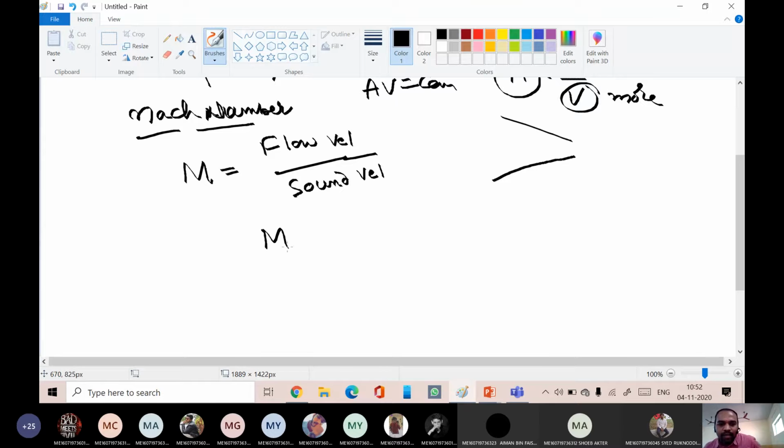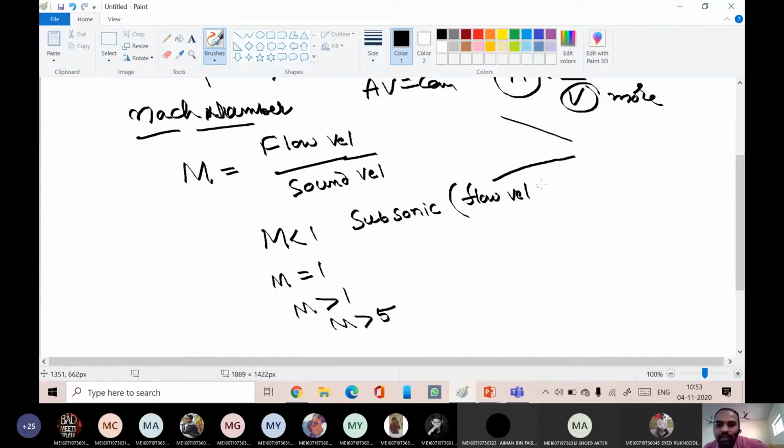Suppose the Mach number is less than 1, equal to 1, greater than 1, or greater than 5. If the Mach number is less than 1, I can call that flow subsonic flow. When does this condition happen? When this ratio is less than 1, that is, when flow velocity is less than sound velocity. Agree?